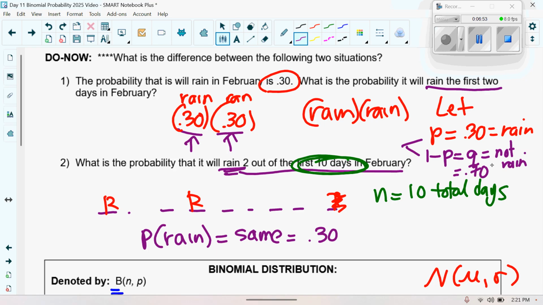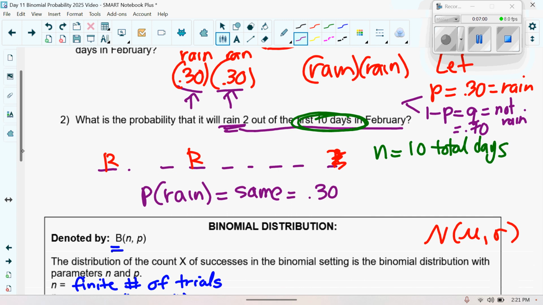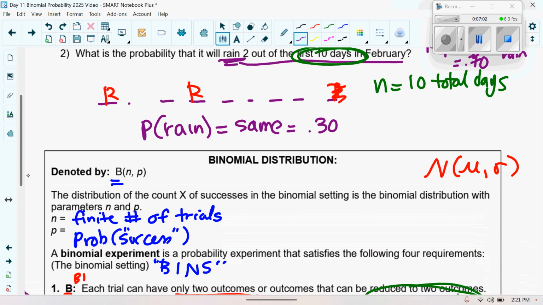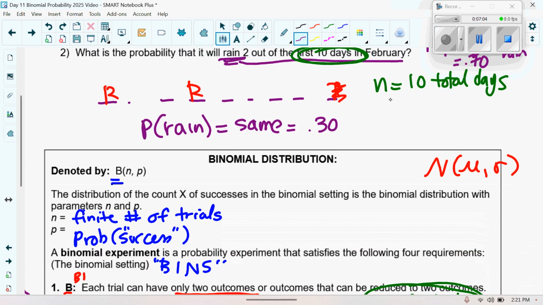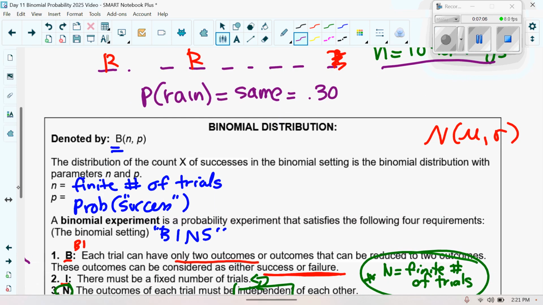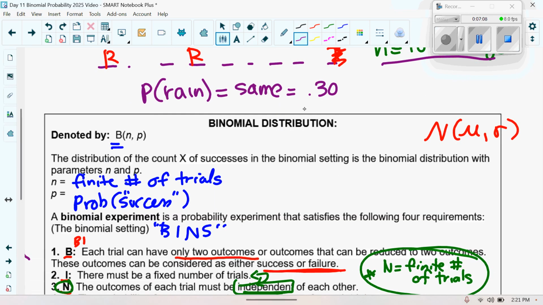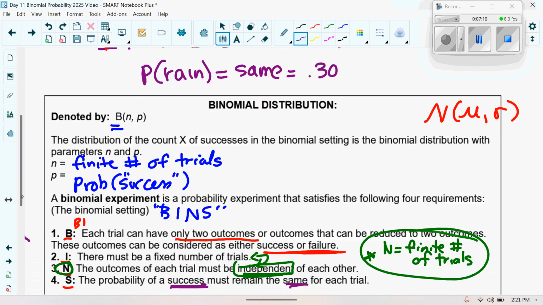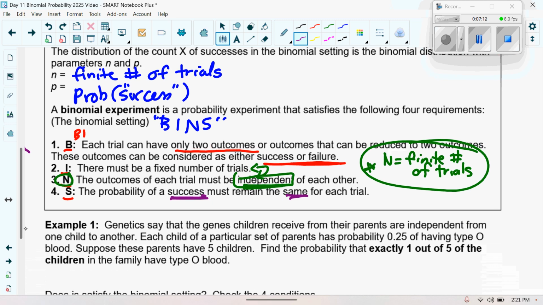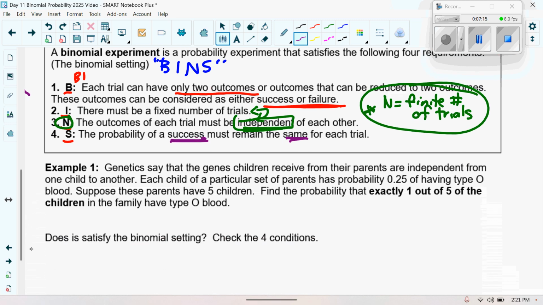So we have that. We're going to assume that each day in February is independent of the next, which again is not really true in real life because subsequent days of weather may affect each other. The N was a total of 10, that was finite, and the probability of success we're going to assume is 30% per day. So if all these 4 conditions are met, it is considered a binomial setting, and then you can proceed with binomial formulas. And I'm going to show you those in a second.